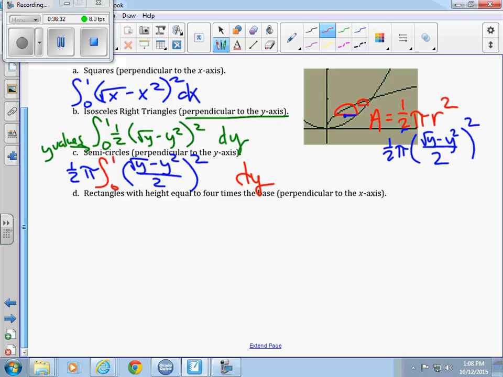If it were me doing it, I would FOIL the top out and make it a polynomial. 2 squared is 4, so I'd probably pull that 1/4 out, make it 1/8 pi, and then I would FOIL this out, and then it would just be a power rule problem the whole way. There are a lot of little differences you could do, but it would be a power rule problem the whole way.